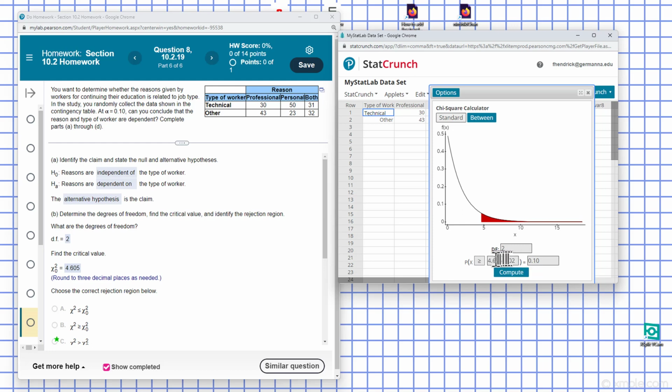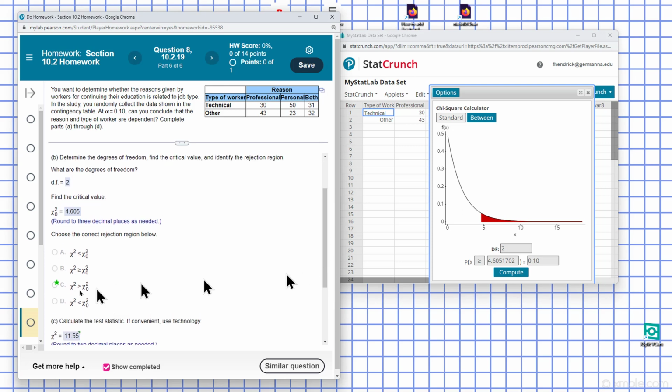So this is the critical region here. If the test statistic falls inside the region, we reject the null hypothesis. If it falls outside of it, we fail to reject. So there's our critical value, we just found it. So the rejection region here is greater than the critical value. You reject the null hypothesis there.